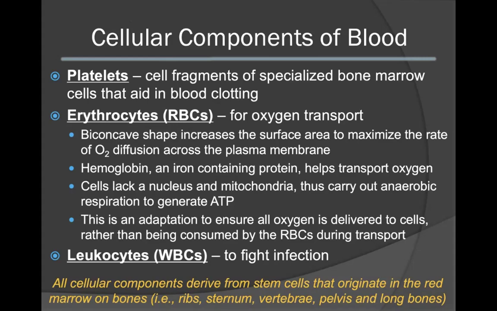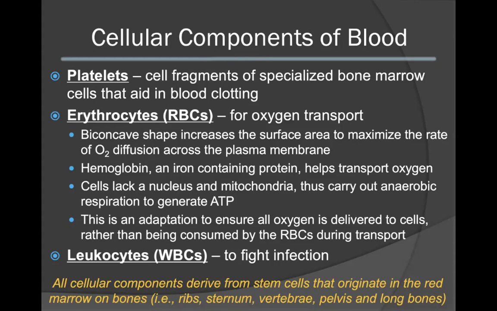Red blood cells also have hemoglobin, which is a specialized iron-containing protein that helps to transport the oxygen. In general, red blood cells lack a nucleus as well as mitochondria. Thus, they can carry out anaerobic respiration to generate a bit of ATP. This is an important adaptation to ensure that the oxygen is not used by the red blood cell itself. Leukocytes, or white blood cells, are present, and their main role is to fight infection in the body.